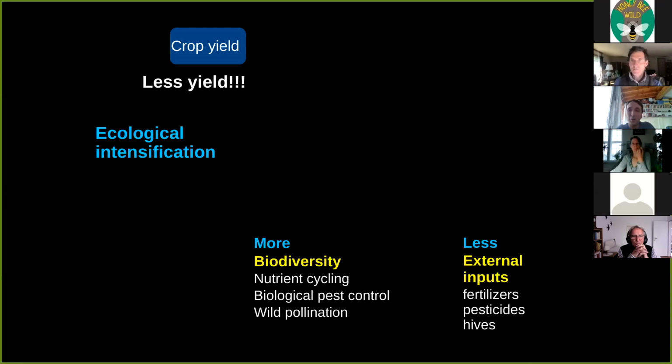So ecological intensification is a great process and a great concept. So then why not every grower uses ecological intensification? We might think that not everybody uses ecological intensification because you obtain less crop yield. So farmers obtain less productivity, so they don't want to perform ecological intensification and they opt for conventional intensification.